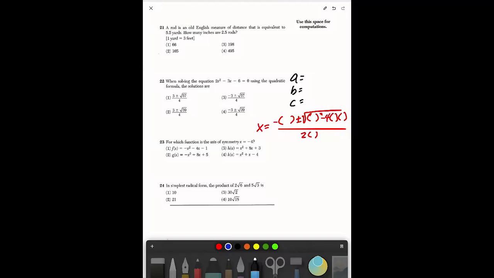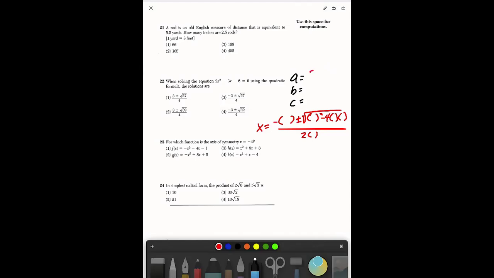If this was in the constructed response, if you leave out a negative sign here or there, you can still get credit if you got most of the work done. But for this one, if you mess up the negative, you're not going to get any credit. It's just either right or wrong. So first thing you need to do is find the A, B, and C.